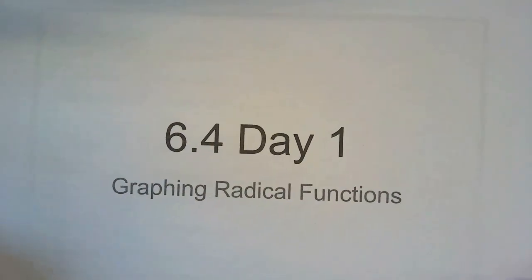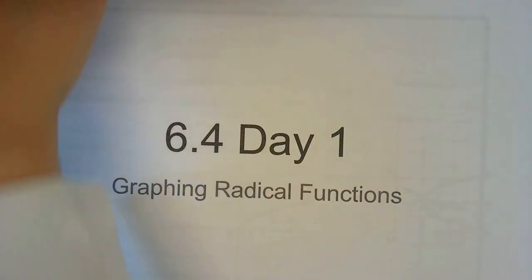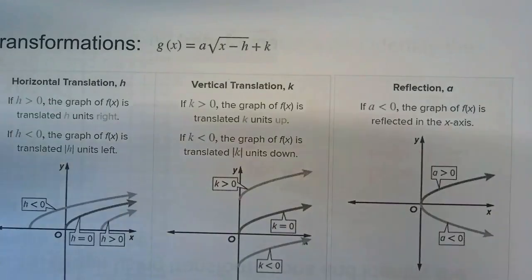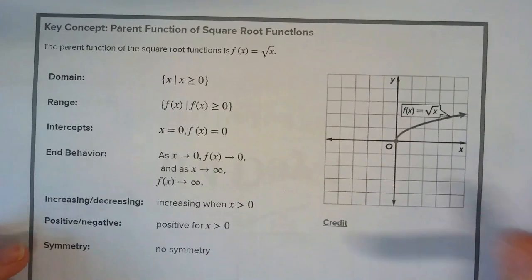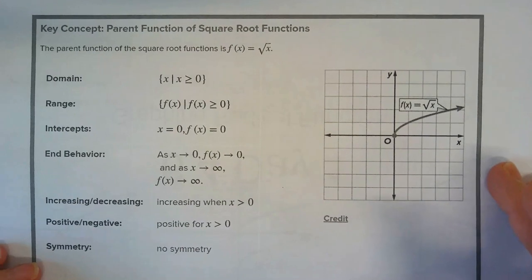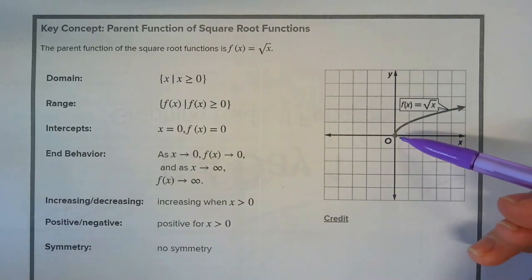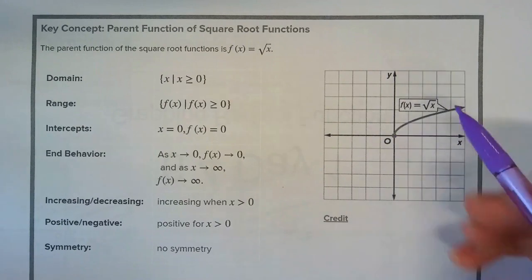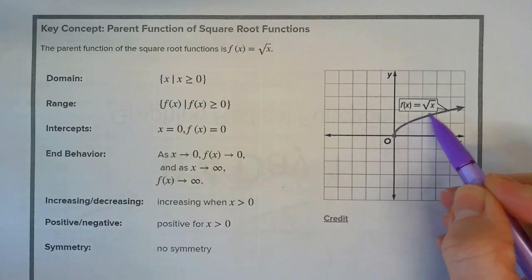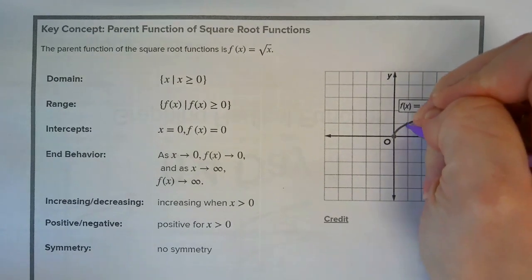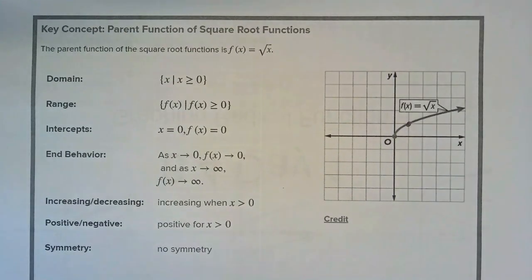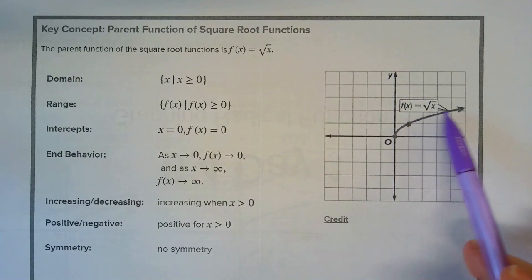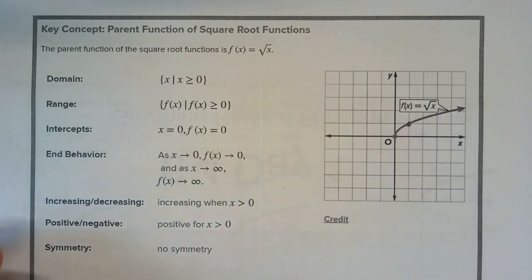Section 6.4 is where we're going to graph radical functions. So the first one we're going to practice is just graphing a square root function. Notice that you're always going to have a vertex at 0, 0 for our parent function, and you're going to have half of an arc going in this direction. You will always have this point at 1, 1, and then it's going over to the right side.